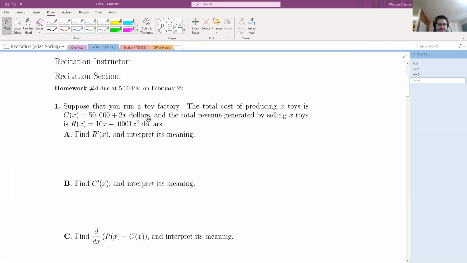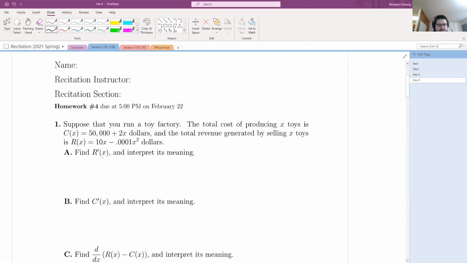Number one, we're given this situation. We've got a function for revenue, a function for cost, and first it wants us to find R prime and C prime. Okay, so this is just taking the derivative. There's nothing too bad about that, except for the interpreting of the meaning.